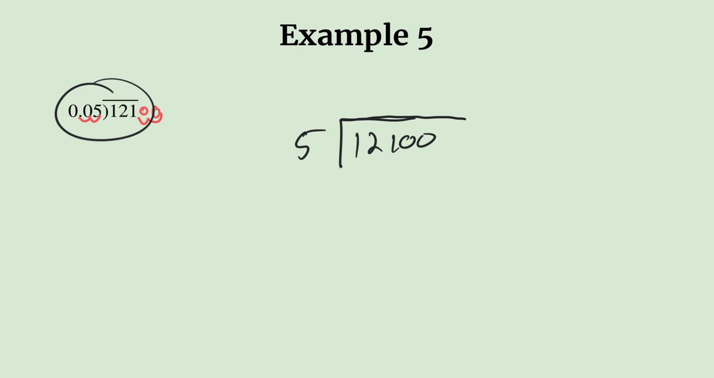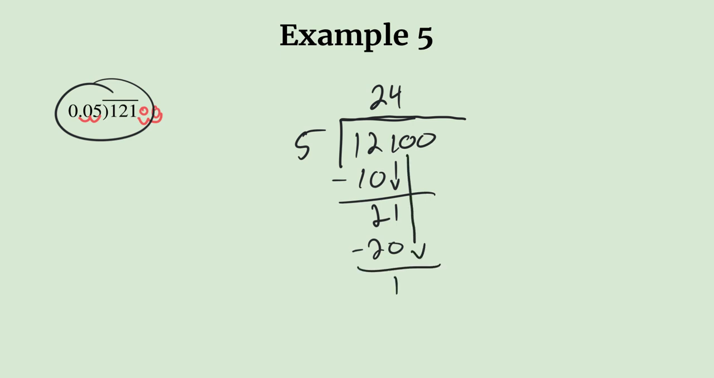So 5 goes into 12 2 times. 2 times 5 is 10. Subtract, we get 2. Bring the 1 down. 5 goes into 21 4 times. 4 times 5 is 20. Subtract. Bring the 0 all the way down. 5 goes into 10 2 times. 2 times 5 is 10. Subtract. Don't forget about this last 0 at the end.